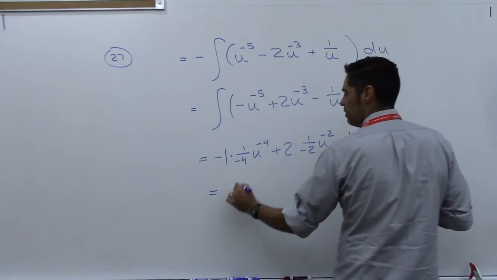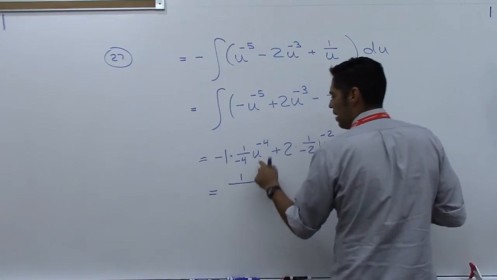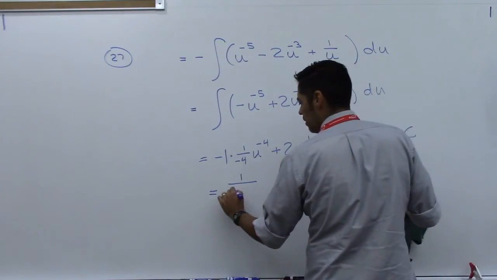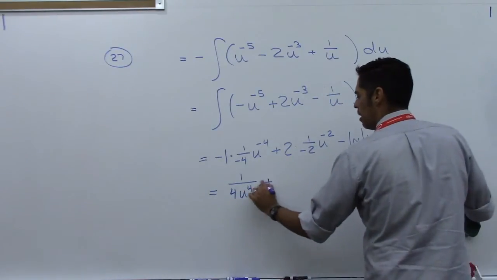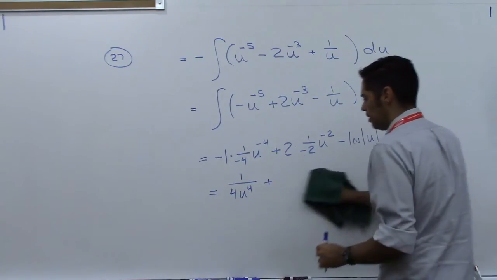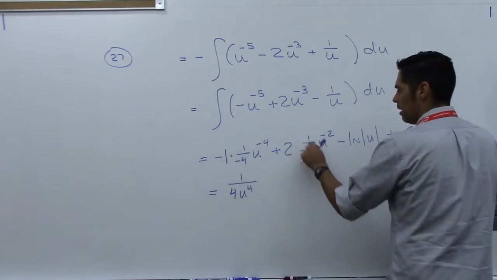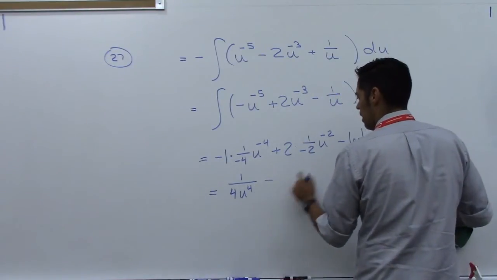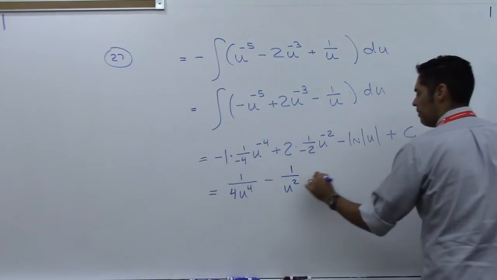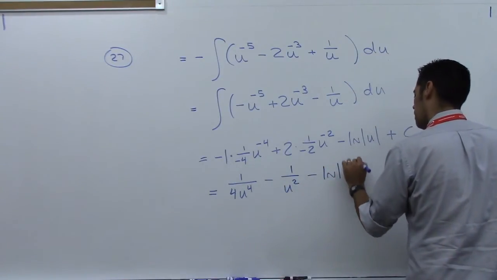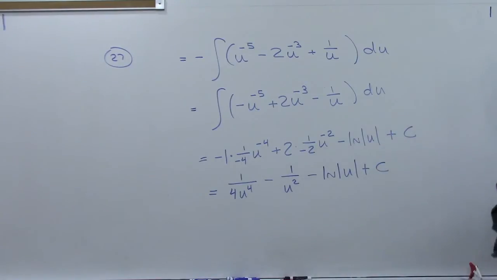Negative and negative is positive, that's just 1/4, and then u to the negative 4 means u to the fourth on the bottom, and then plus, let's see, oh, actually it's going to be minus 2 and negative 1/2, that gives me a negative 1. U to the negative 2 is 1 over u squared. And then over here we have minus natural log of u plus c. And u was cosine x.